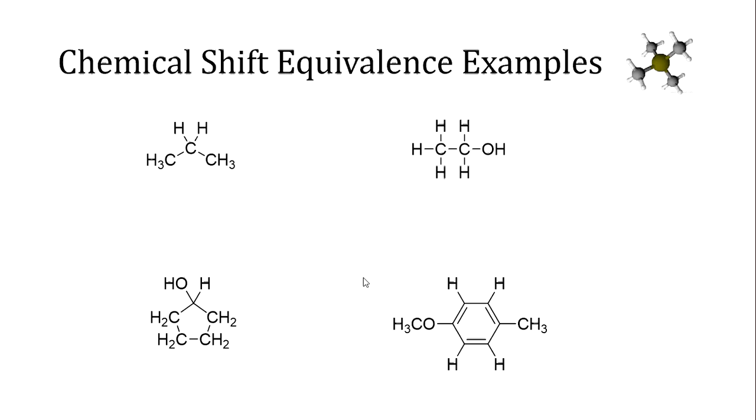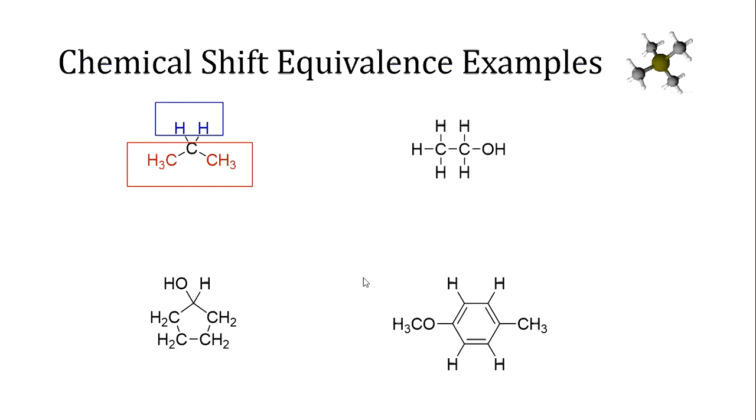Here are some example compounds where we can use our understanding of the symmetry of a molecule to predict the number of peaks you might see in the hydrogen NMR spectra of these compounds. For example, in the structure of propane in the upper left, there are two different types of hydrogens. The two methyl groups, one at each end of the molecule, are related to each other by symmetry. The structure of propane has a line of symmetry that can be drawn down through the middle carbon.